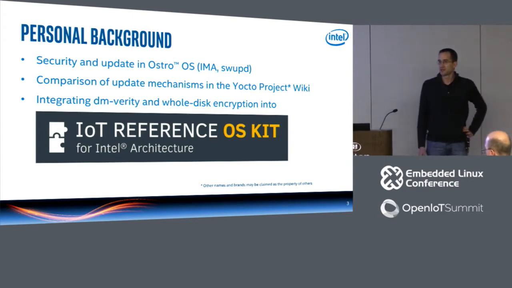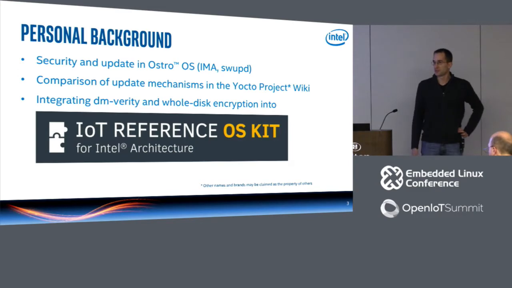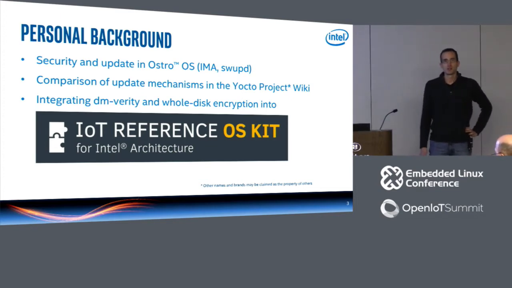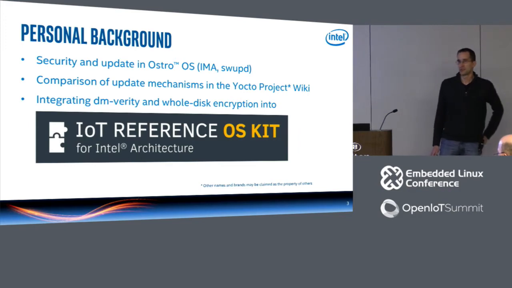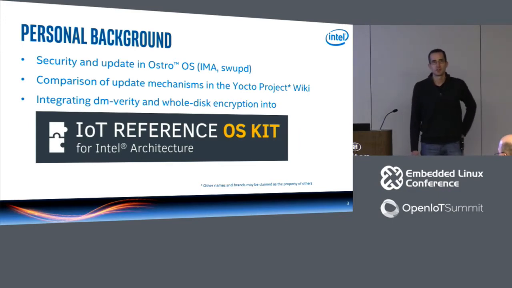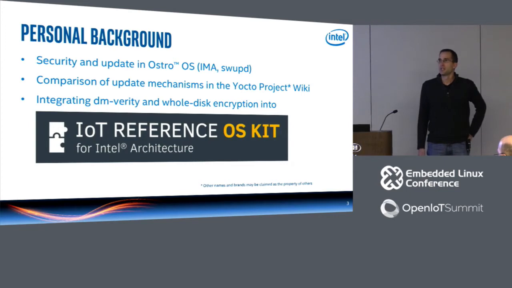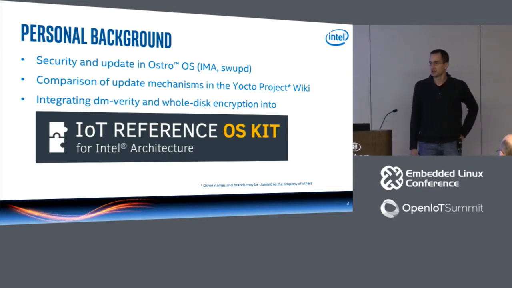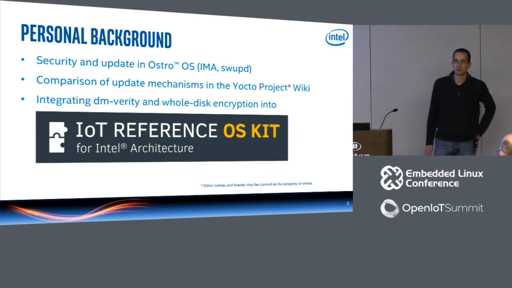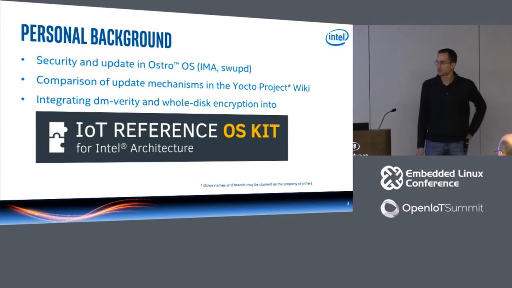So let's start first with a short introduction of myself. My name is Patrick Ohly. I work for the Open Source Technology Center at Intel. And I've done various things on open source. Most recently, the parts that are relevant here for this particular topic is that I have worked on security technology and, in the end of a project, also on system update in the OSTree OS, a Yocto-based distribution.